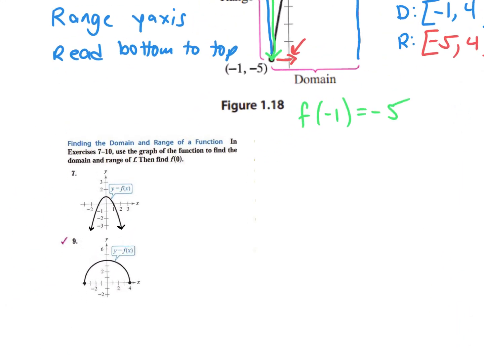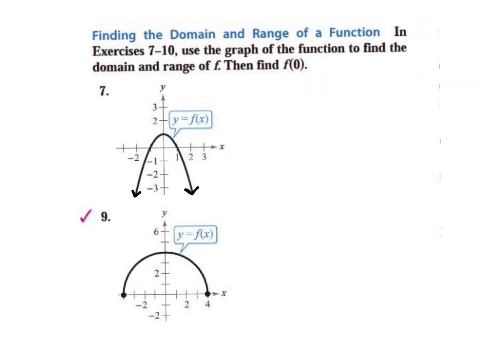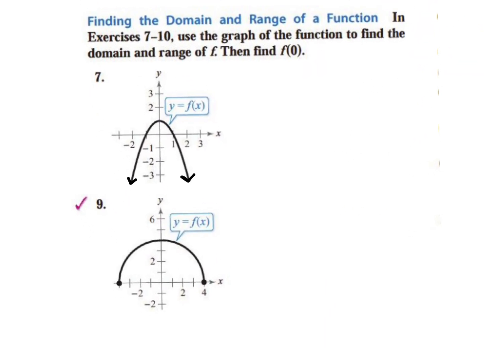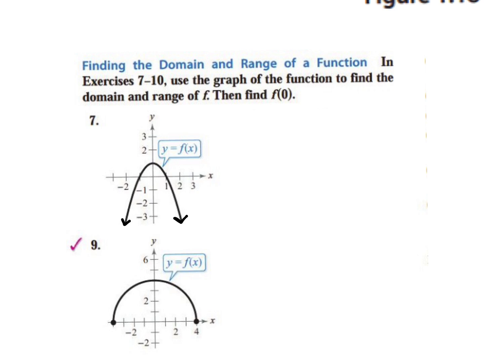Okay, moving along. Let's talk about this. Do you guys have arrows on yours? We're going to talk about domain and range here. What is the difference between 7 and 9? The arrows. What do the arrows mean? That's good. It goes on forever and ever and ever, okay?